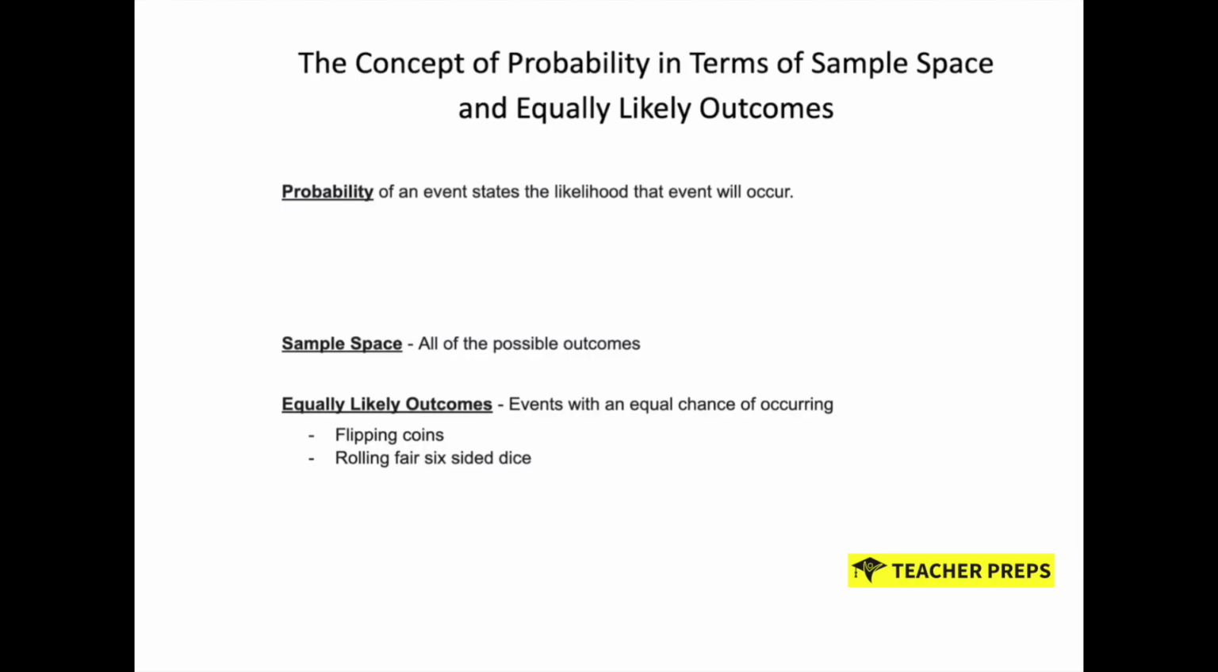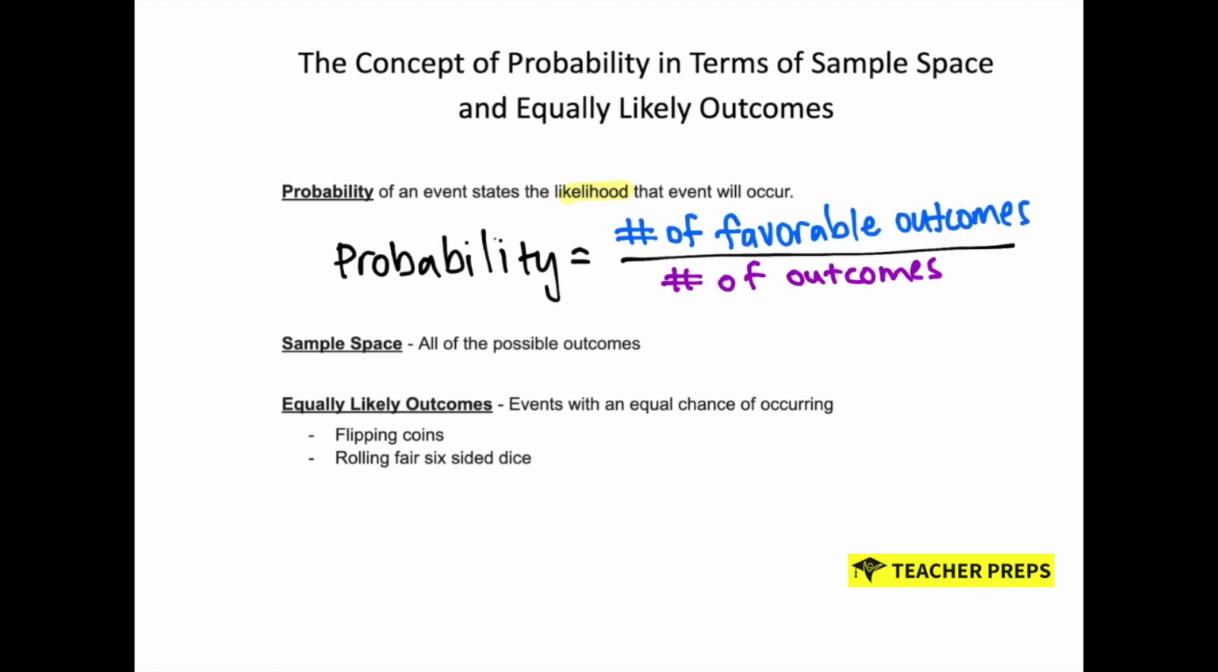In this video, we're going to talk about probability in terms of sample space and equally likely outcomes. The probability of an event states the likelihood that it will occur. You find the probability by making a ratio of the number of favorable outcomes over the number of total outcomes. When you find probability, you need to know what the sample space is. This is all of the possible outcomes.